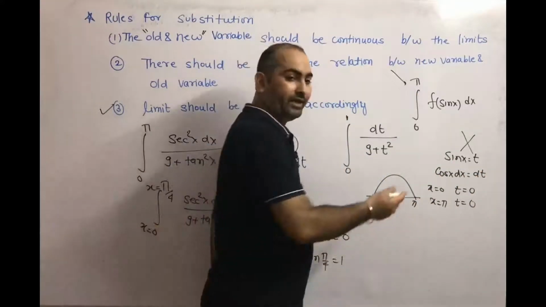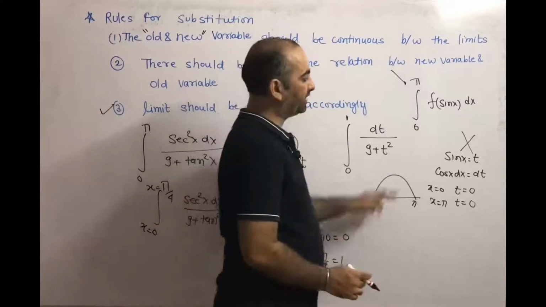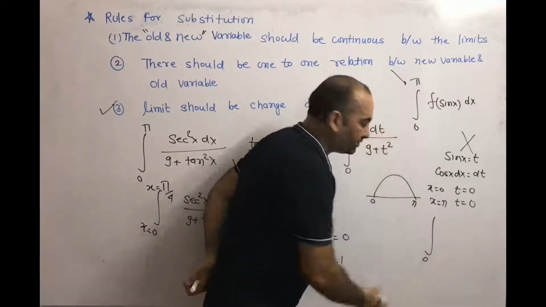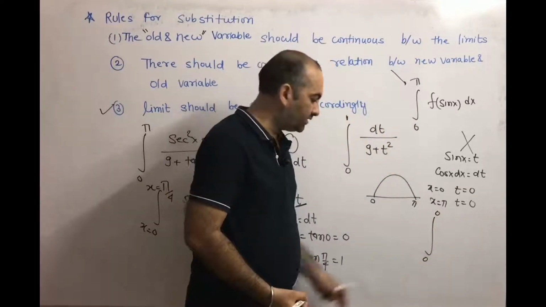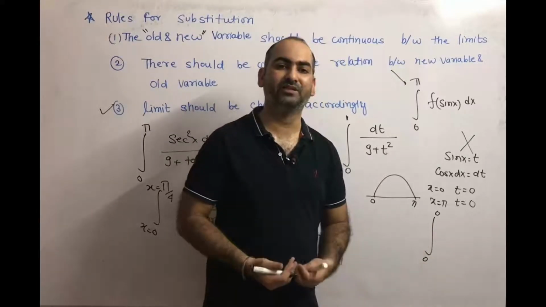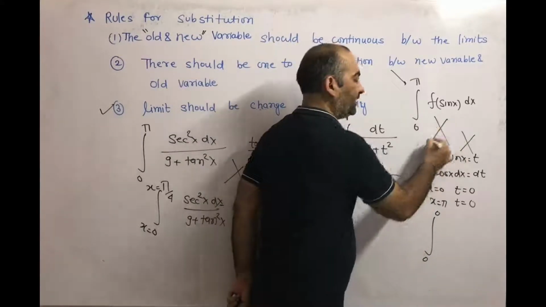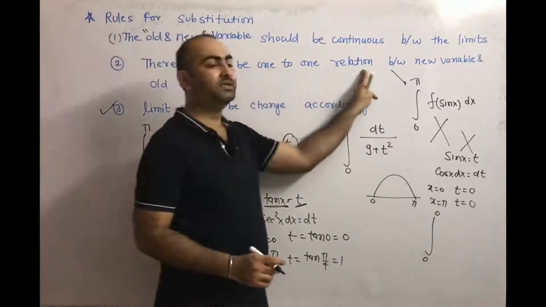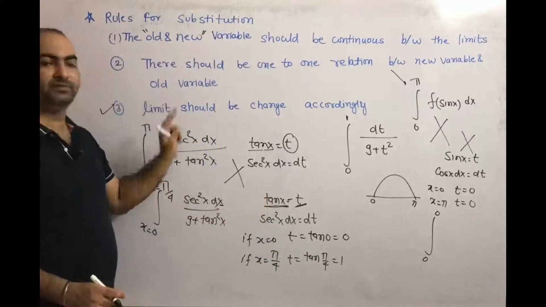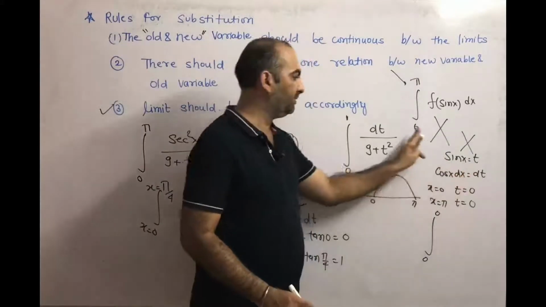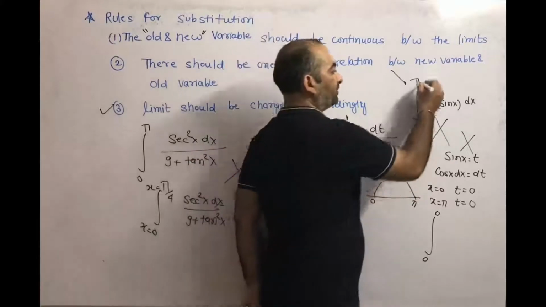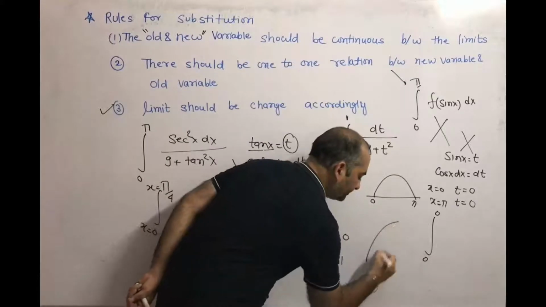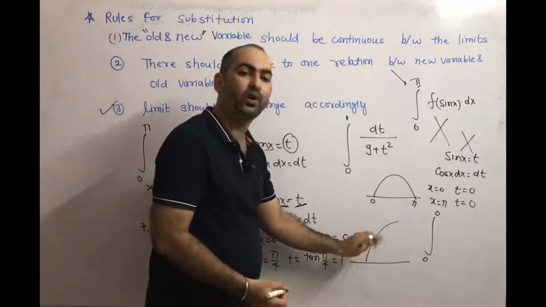Because if you use integration, the limit should be converted in terms of t. So what will come here? The lower limit is 0, and the upper limit is also 0. If the lower limit and upper limit are the same, then the integration will be 0. That means this is wrong. So whenever you are doing substitution, there should be a 1-1 relation between the new variable and the old variable. That means we can't take sin x equal to t between the limit 0 to pi. If it is 0 to pi by 2, then we can take it, because the graph from 0 to pi by 2 looks like this, so here we will have a 1-1 relation.